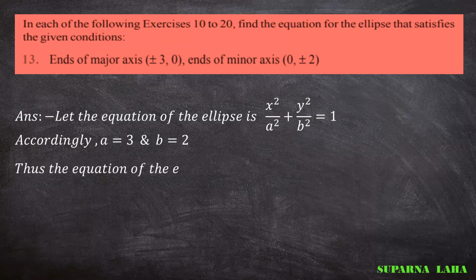So thus the equation is x square by 9 plus y square by 4 is equal to 1, which is the equation of the ellipse.